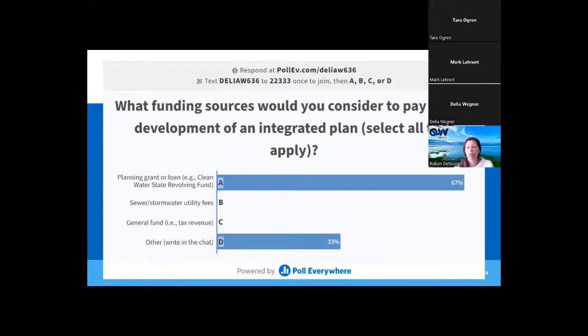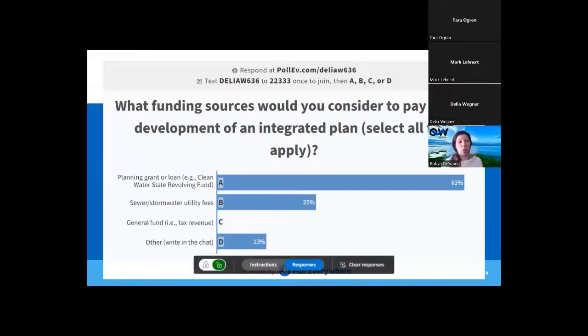Oh, okay, so maybe the brick funding through NEMA, FEMA. Okay, I think that's probably what the other is. What else? Okay, so stormwater utility fee looks like that might be feasible for some of you. Many of you are going to look into planning and loan grants. Okay, and no one has said that they're going to use their general fund. Okay, last call for this poll question.